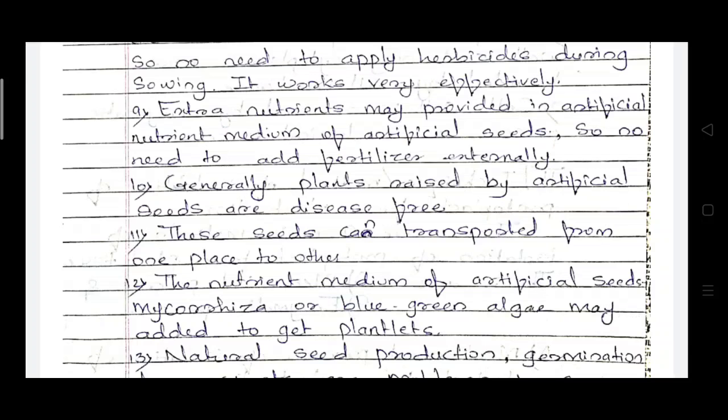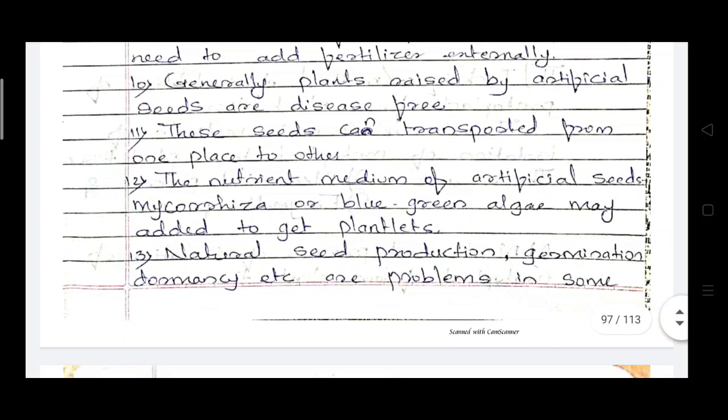beneficial to people. So for natural seed production problems or seed dormancy, it will be a very useful tool. We can use these artificial seeds. So this is all regarding artificial seeds. So now I stop here.